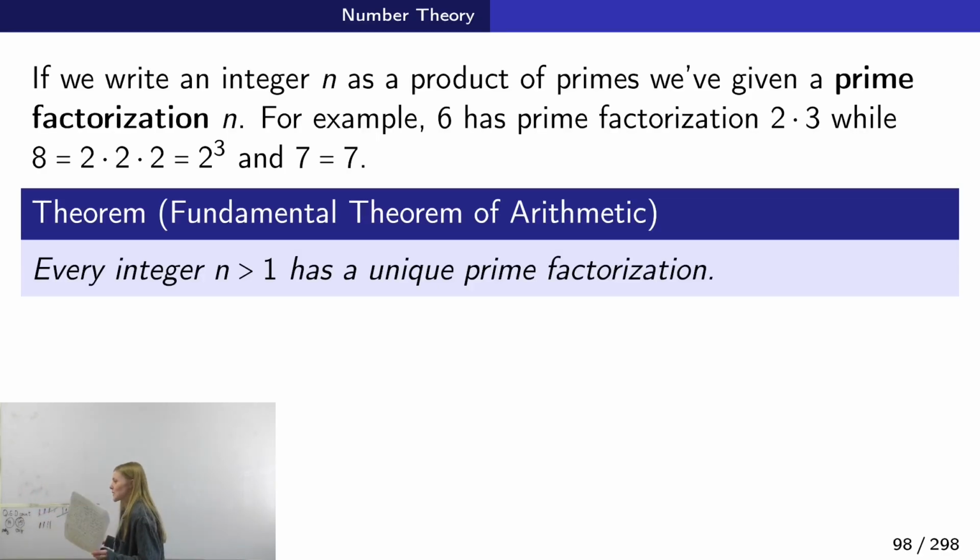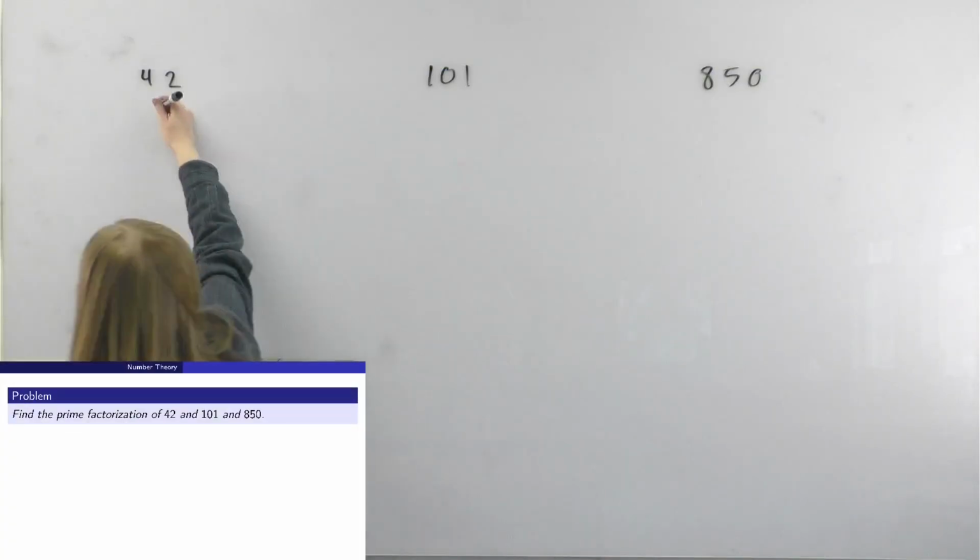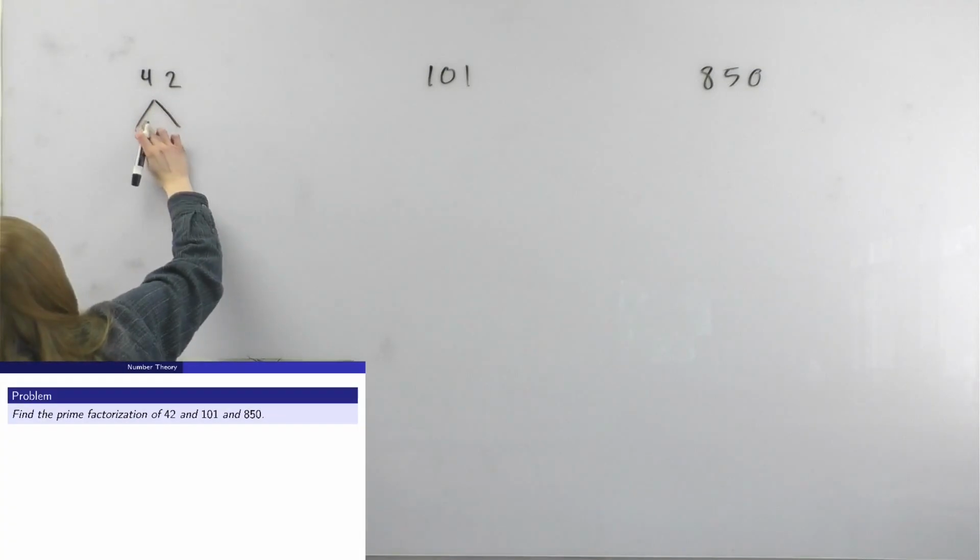Okay, so basically we have the fundamental theorem of arithmetic that says for every integer that's greater than 1, the integer has a unique prime factorization. We'll just do a couple of examples of this if we go to the next slide there. We're going to find the prime factorization of 42, 101, and 850.